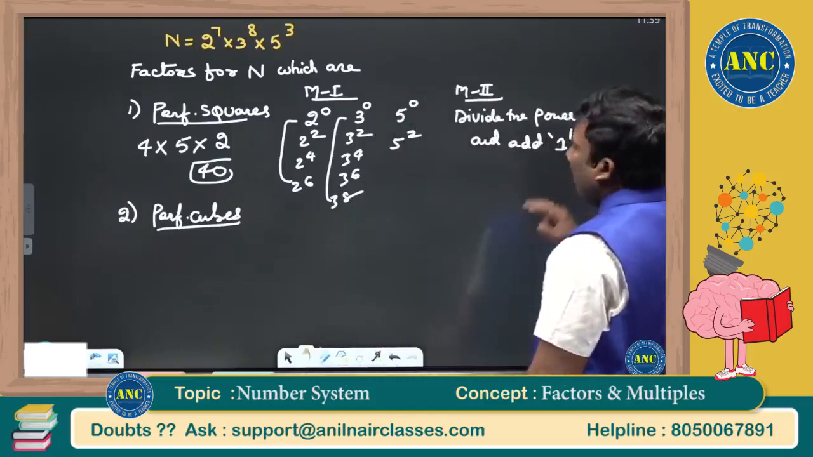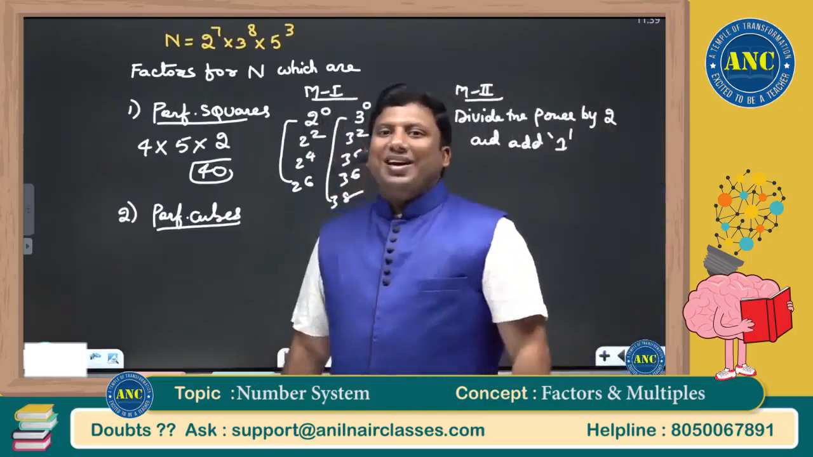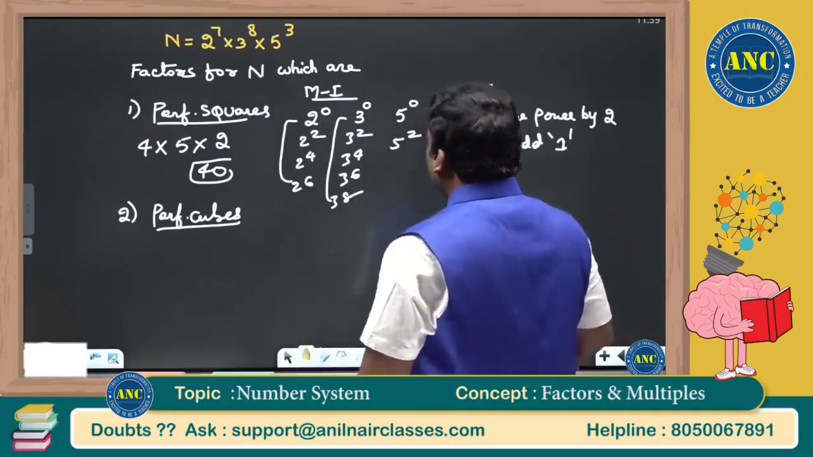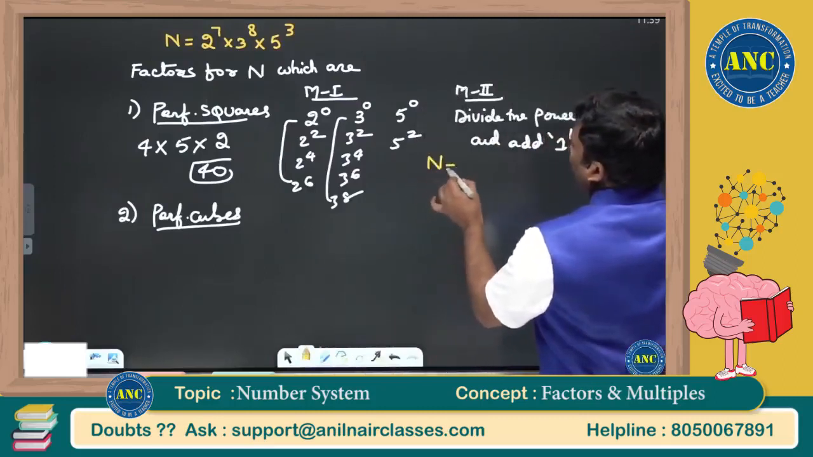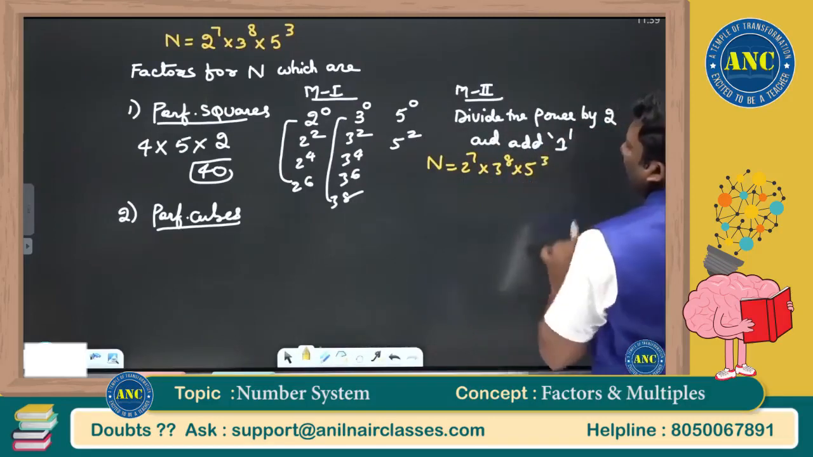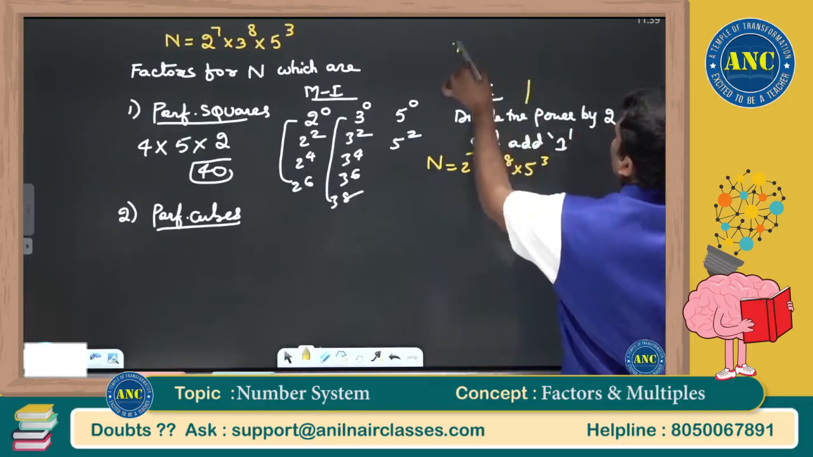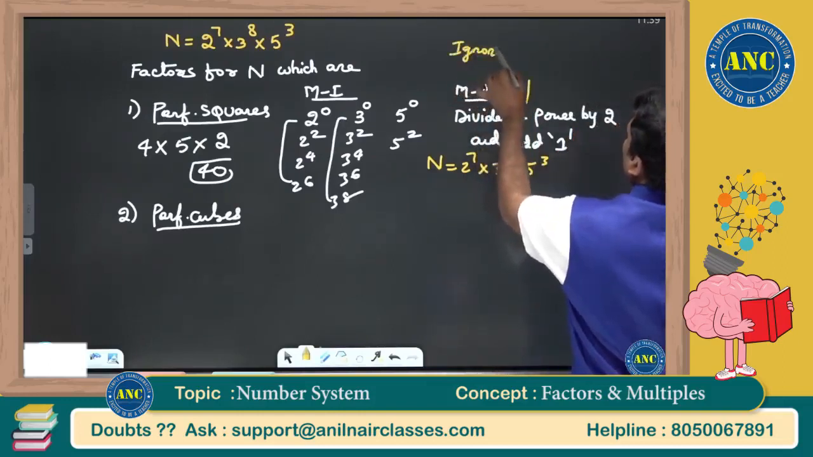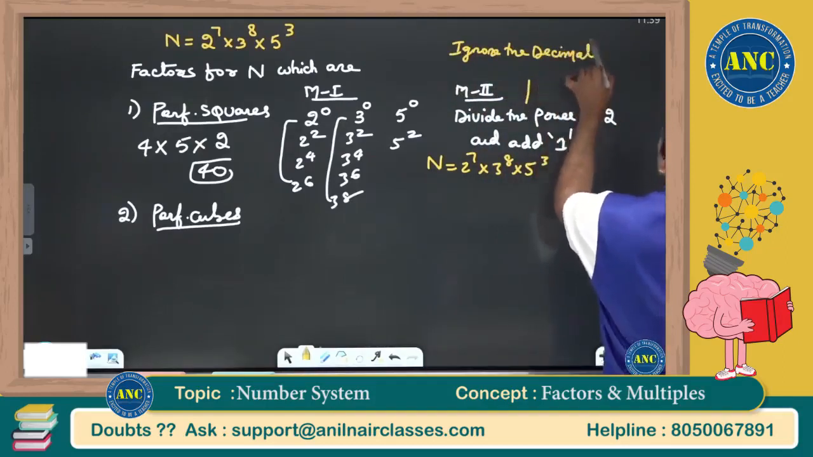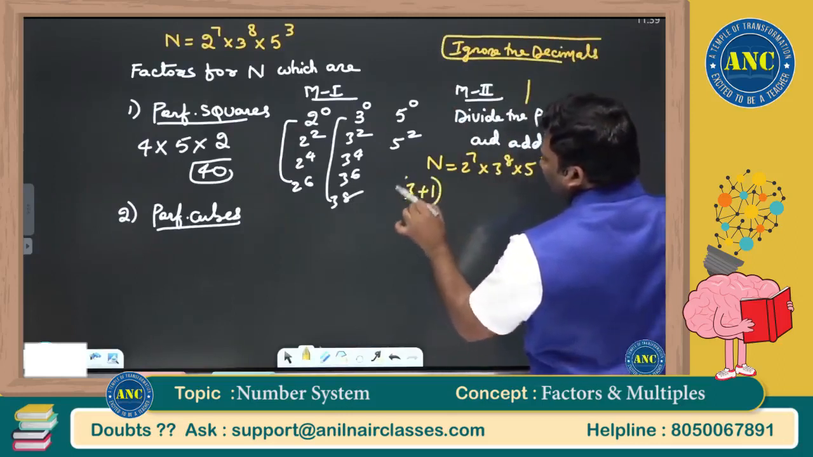Why are we dividing the power by 2? For a perfect square, power should be an even number, and an even number is divisible by 2. Now see here. Directly divide. N is equivalent to 2 power 7 into 3 power 8 into 5 cube. 7 by 2 is 3.5. Ignore the decimal. Please write down: ignore the decimals. 7 by 2, 3.5, so 3 plus 1.